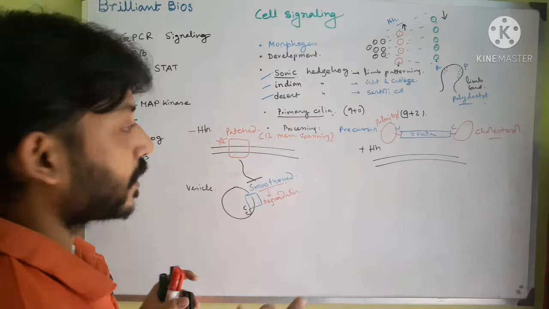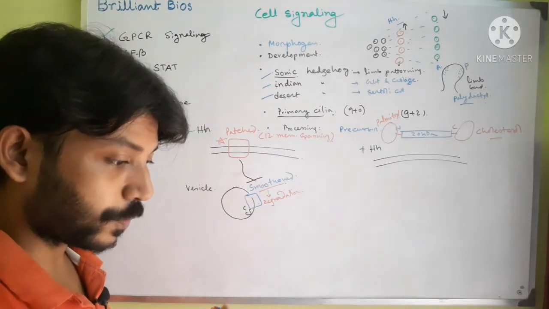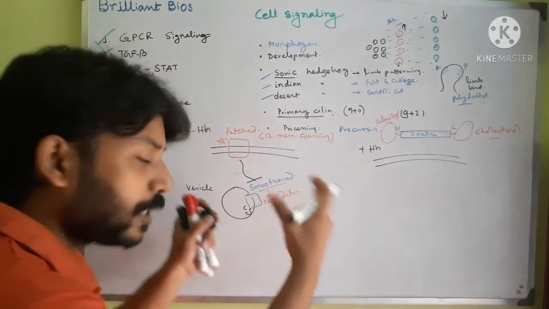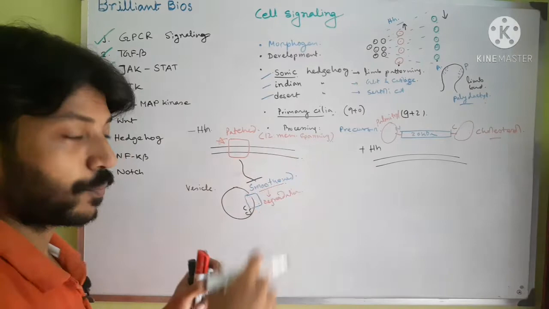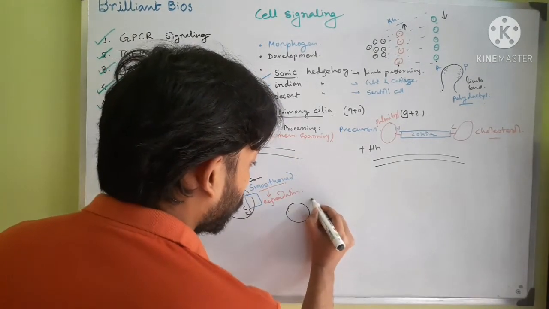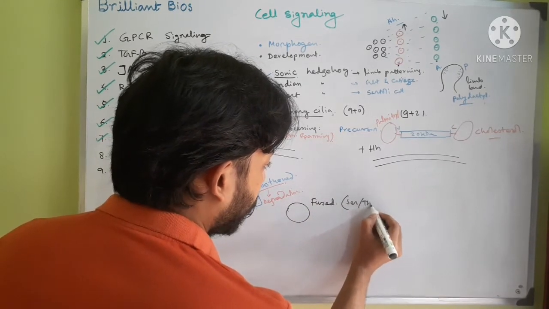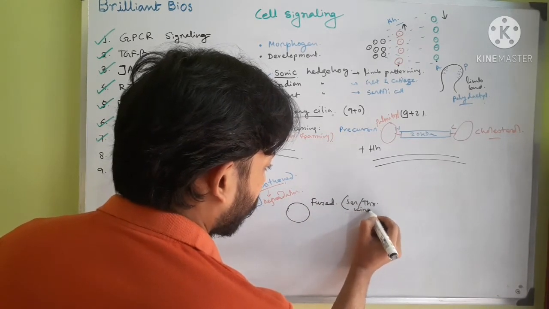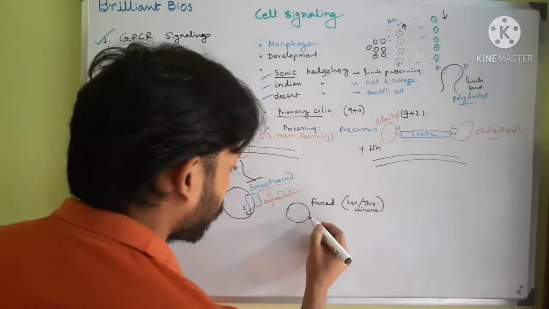Another important fact I will now discuss. This is the main part of this pathway: a multi-protein complex performs its function during this hedgehog pathway. I will give you the names. Let's suppose this is a protein. This protein is called fused. This is a serine threonine kinase enzyme. There is a multi-protein complex. Let's suppose another protein.